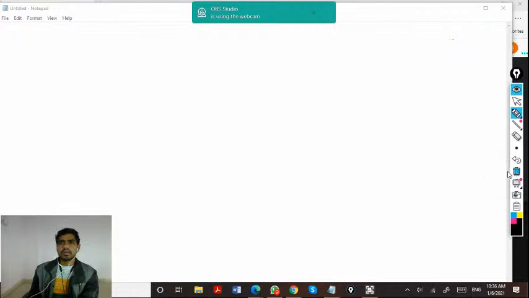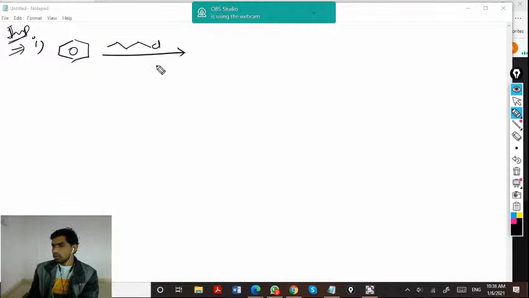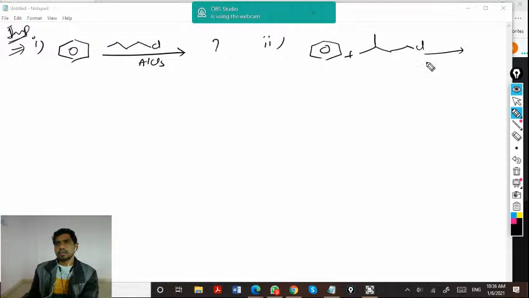Now here I am going to give some more examples which you need to work out. These are very, very important workouts, so I expect everyone to do them, because they are repeatedly asked. So benzene with isobutyl chloride in presence of AlCl3, and benzene with, sorry, this is isopentyl chloride, and what could be the product?